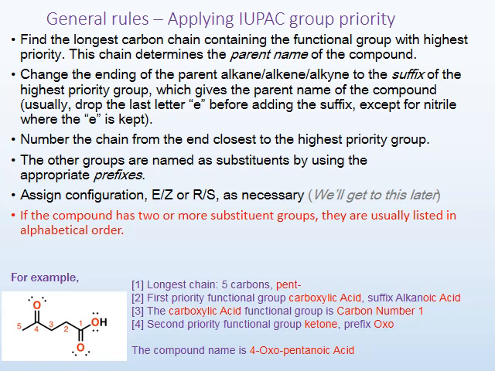4-oxopentanoic acid. The parent chain has 5 carbons, as in pentane. There are two functional groups, carboxylic acid and ketone. The carboxylic acid is higher in the priority list as compared to the ketone. The carboxylic acid is declared the principal group and the ketone is treated as a substituent. Because the carboxylic acid is the principal group, the carbonyl carbon is labeled as carbon number 1. Using the prefix oxo for ketone at position 4, we get the compound name 4-oxopentanoic acid.